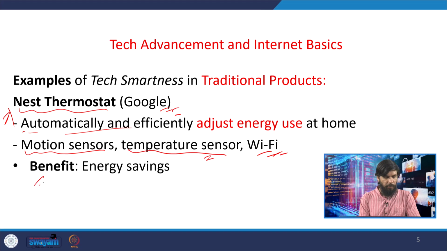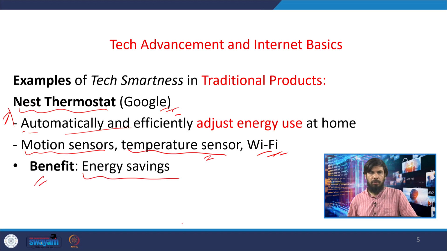So what was the benefit? Energy savings. So the households which actually go for Nest thermostat, the energy consumption would be better optimized, and the convenience might also be much better, because you do not have to adjust and it does that automatically. So better ease of use, convenience, and reduction in the energy bills. So savings there because of the smartness inbuilt through sensors, motion sensor, temperature sensor, Wi-Fi and other computing components. So this is one successful example.